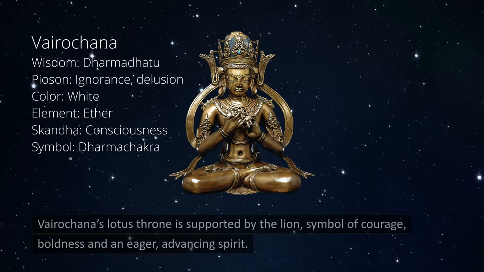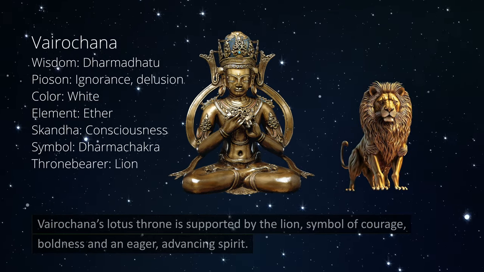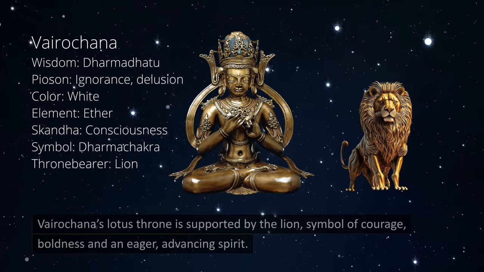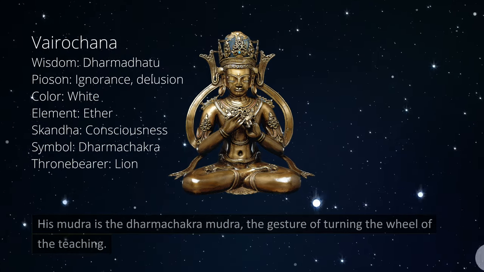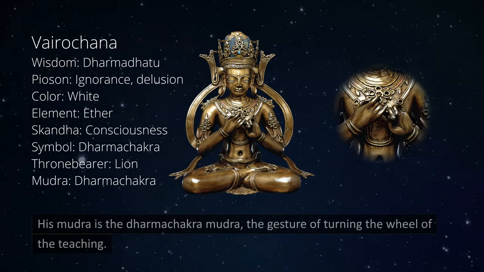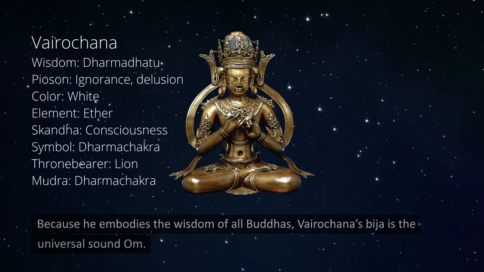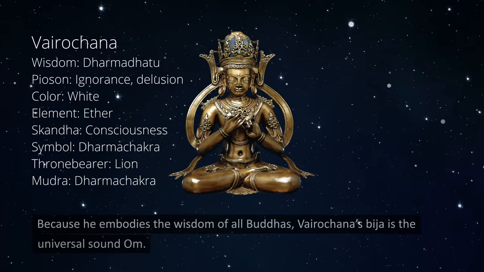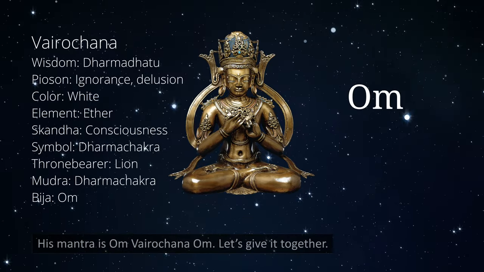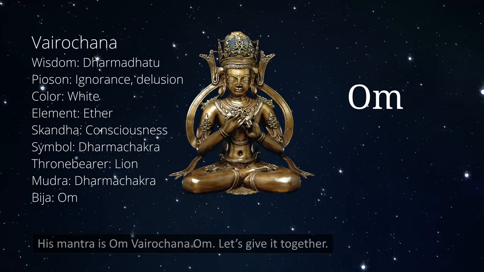Vairoshna's lotus throne is supported by the lion, symbol of courage, boldness, and an eager, advancing spirit. His mudra is the Dharma Chakra mudra, the gesture of turning the wheel of the teaching. Because he embodies the wisdom of all Buddhas, Vairoshna's bija is the universal sound Om. His mantra is Om Vairoshna Om. Let's give it together.